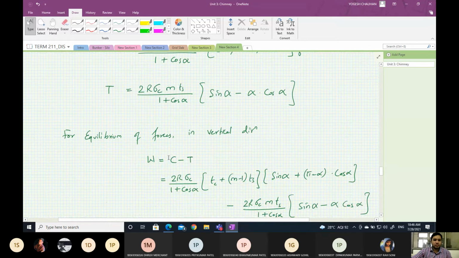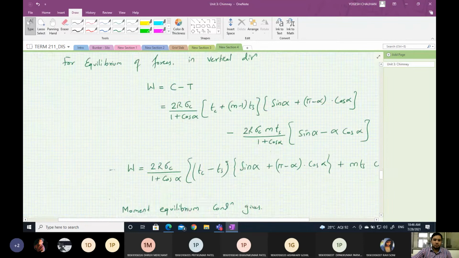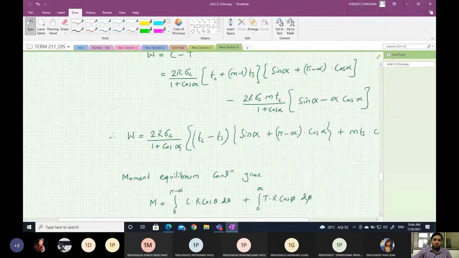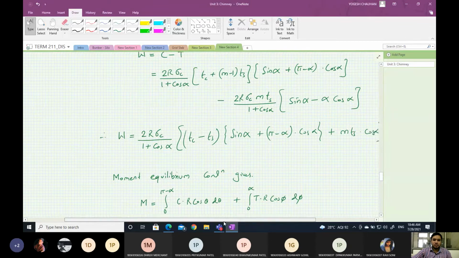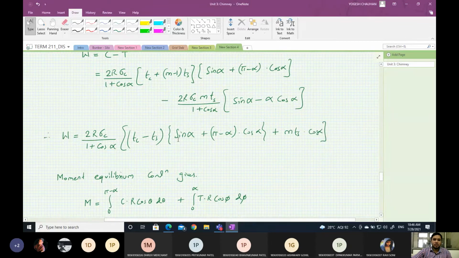Now for equilibrium of forces in the vertical direction, W equals C minus T. So you will get W equals 2r sigma c upon 1 plus cos alpha times tc minus ts, whole multiplied by sin alpha plus pi minus alpha times cos alpha, plus m times ts times cos alpha.